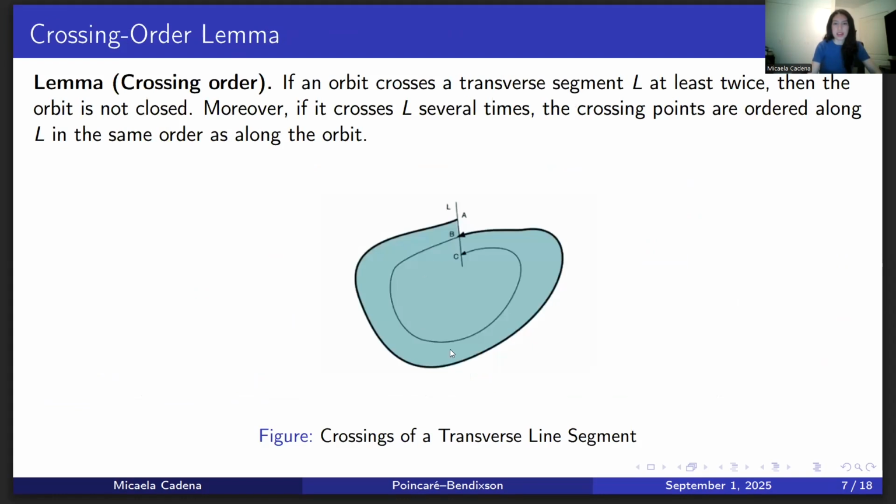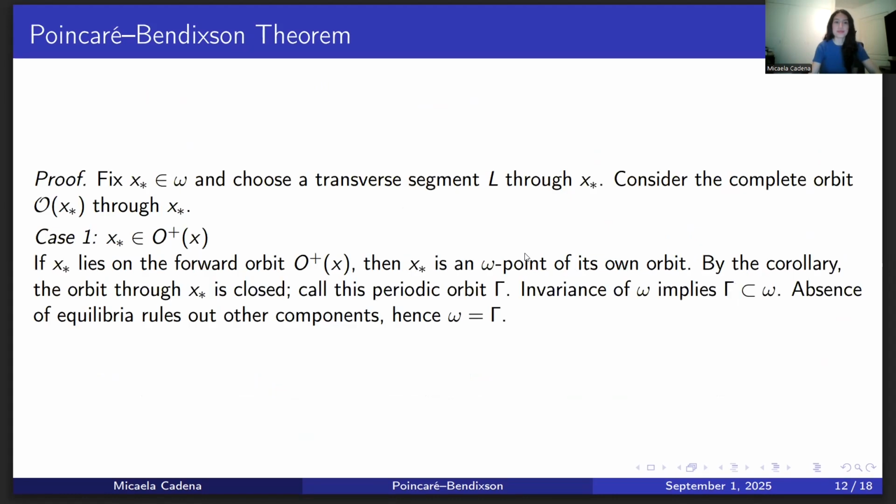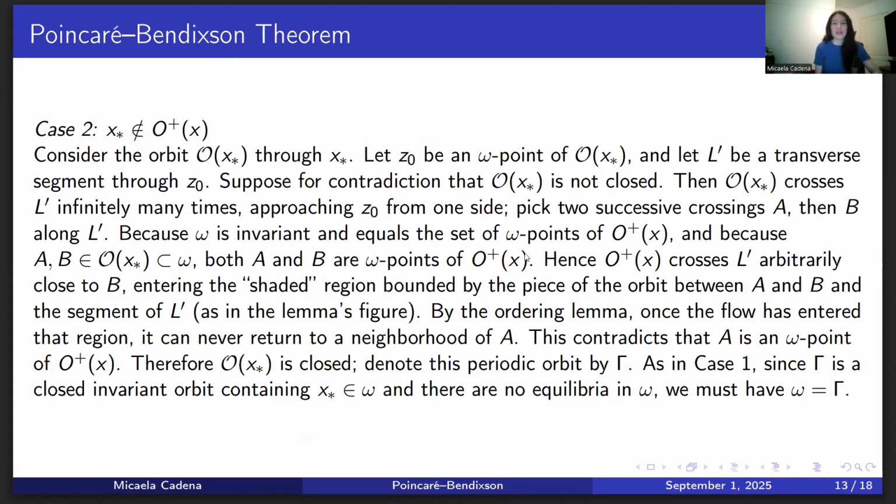It would be around here. This region. And by the ordering lemma, once the flow enters that region, it can't return to the neighborhood of A, but that contradicts that A is an omega limit set point of the forward half orbit.